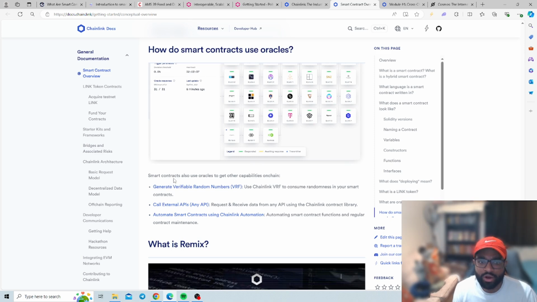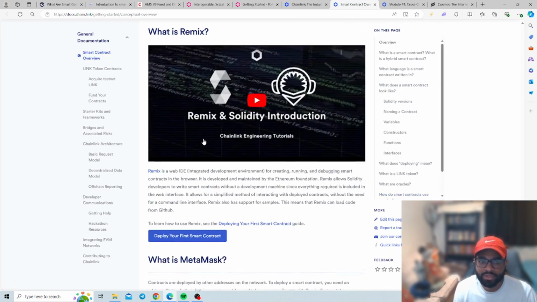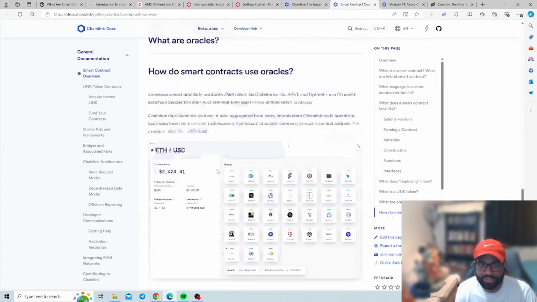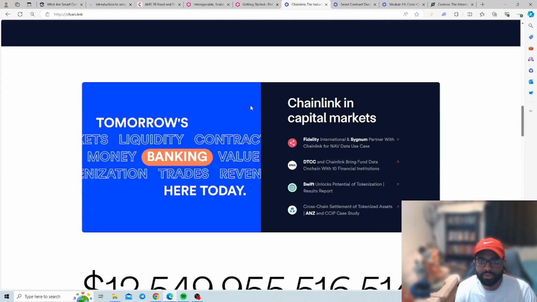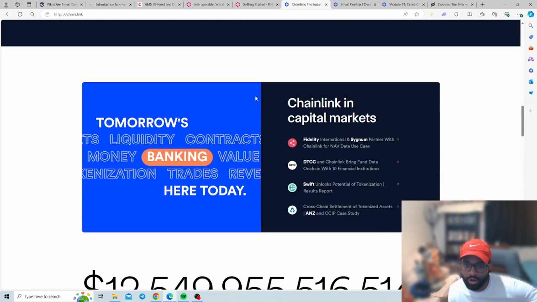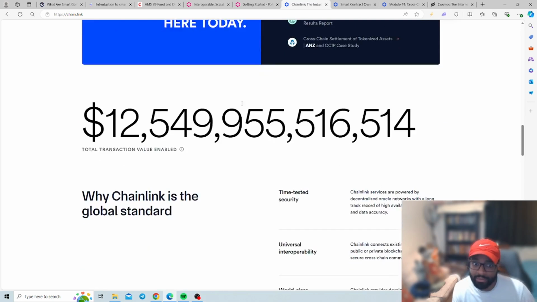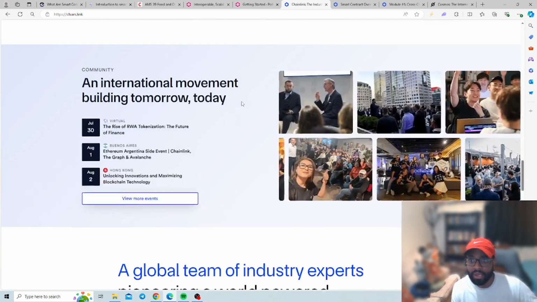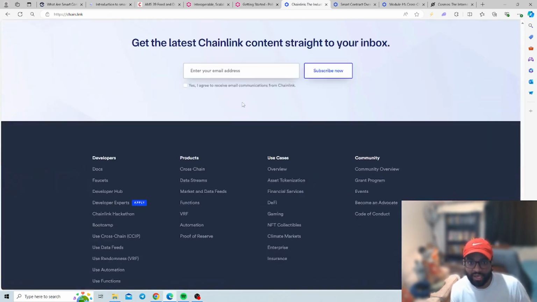Smart contracts also use oracles to get capabilities on chain to generate verifiable random numbers, using VRF to consume randomness in your smart contracts. You also get API access. So it's just a lot to go over when it comes to Chainlink. But Chainlink is one where you're going to be able to pair offline assets, real world assets. So think about how many industries are going to be able to adopt and use this particular technology, and how much is really going to open up for new industries to come in. So that's also another one to pay attention to.